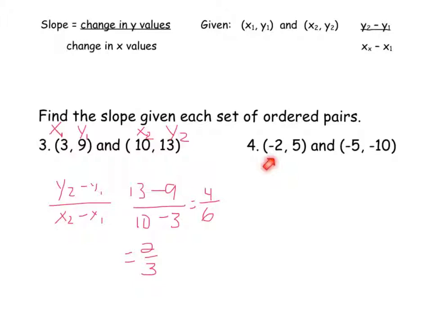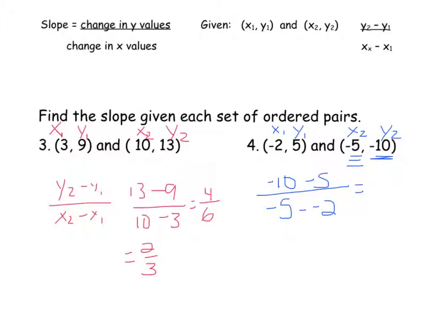For my second example here are my x's and y's. So again, if you're using that slope formula, I suggest you name x sub 1, y sub 1, x sub 2, y sub 2. The most common mistake that people make with the slope formula is reversing the order. If you use this one first, -10 minus 5, you need to use this x first as well. So -5 minus a -2. So -10 minus 5, remember keep change, change.